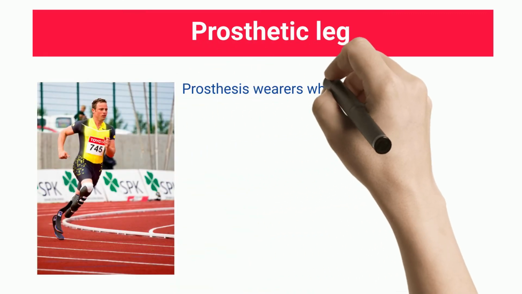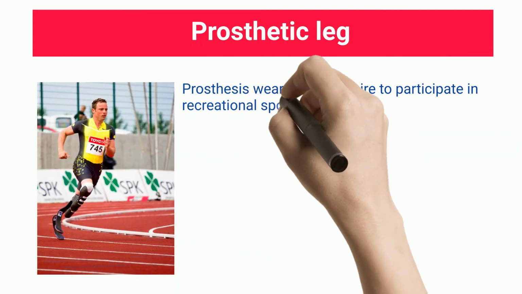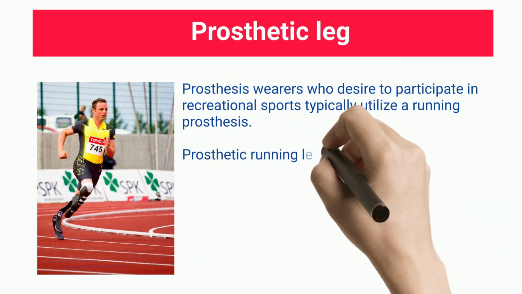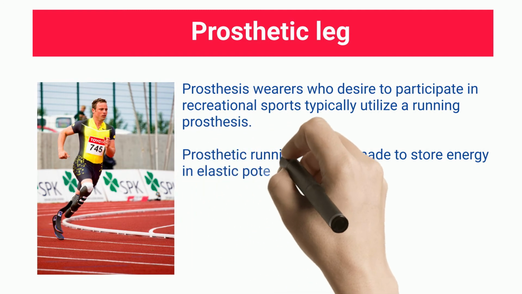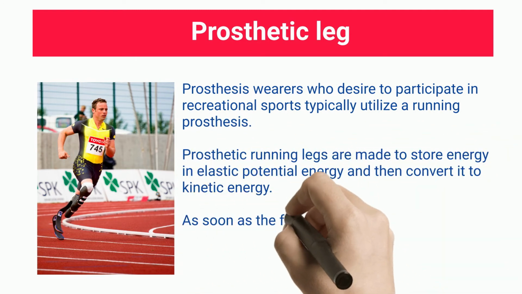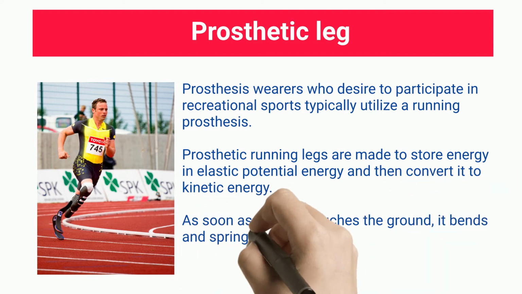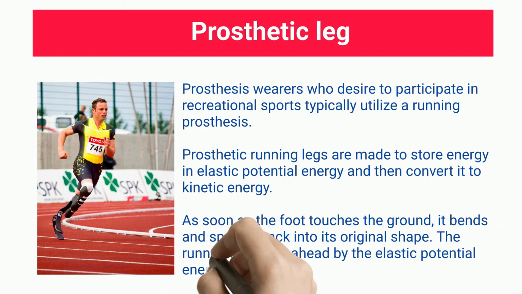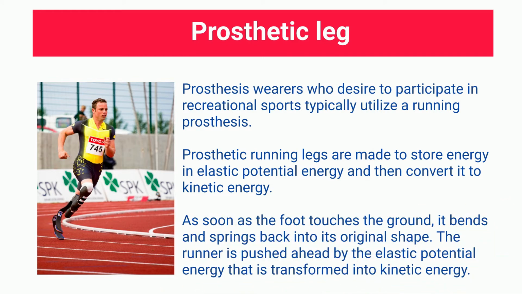Prosthetic leg. Prosthesis wearers who desire to participate in recreational sports typically utilize a running prosthesis. Prosthetic running legs are made to store energy as elastic potential energy and then convert it to kinetic energy. As soon as the foot touches the ground, it bends and springs back into its original shape. The runner is pushed ahead by the elastic potential energy that is transformed into kinetic energy.